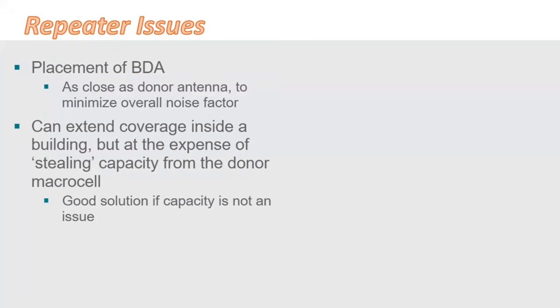Then the second thing we have to take care of is placement of the BDA, right? If you remember, we talked about Friis's law in the last class. In that case, we discussed that noise factor is equal to F1 plus (F2 minus 1) divided by G1 plus (F3 minus 1) divided by G1 G2, and so on. So the BDA is recommended to be placed as close to the donor antenna as possible to minimize the overall noise factor. And then we have to take care of capacity issues as well. A repeater can extend coverage inside a building, but at the expense of stealing capacity from the donor macro cell. Thus, it becomes a very good solution if capacity is not an issue.